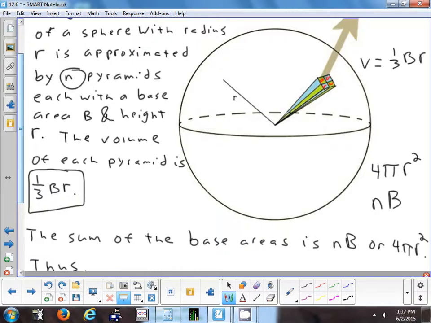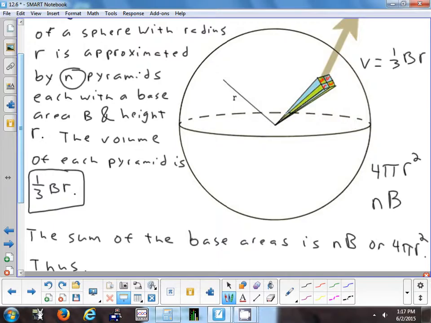These two things should be exactly the same. If you add up the sum of all the areas of those bases, you could do it two ways. You could say, I know the area of each base is B, and I have N of them, so I have N times B. For example, let's say the base area was 5, and you had 1,000 little squares. 1,000 times 5 would be 5,000. That's the area of all the squares. Or you could use the formula we just have, 4 pi r squared.